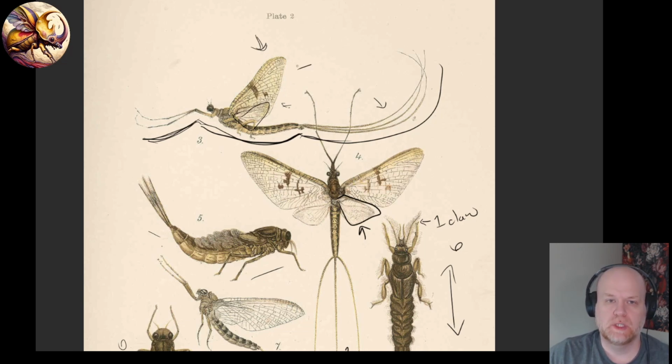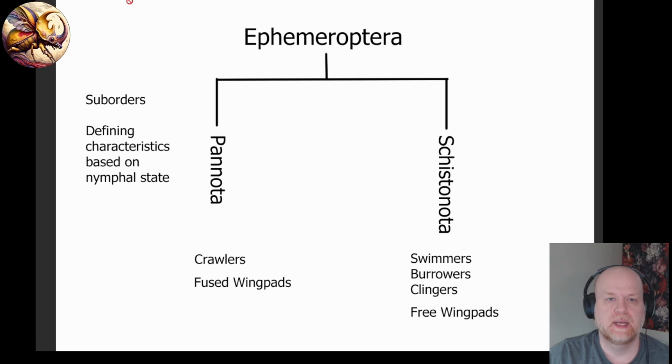In the true adults, the wings will be pretty much always clear. Mayflies go through 2 adult stages, which is kind of interesting. The imago is the true adult, and then the subimago is the stage that comes before it. And the wings look different, and I'll show you that in a minute.